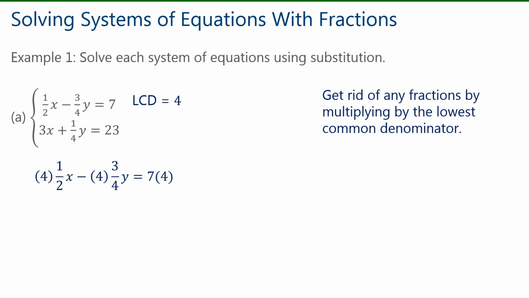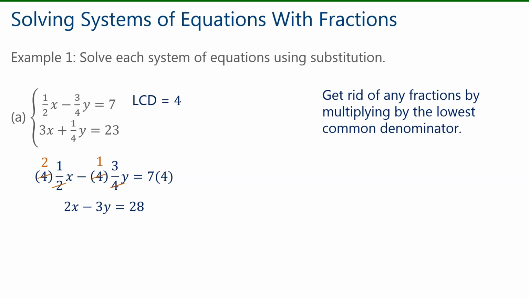So now let's reduce. 2 can divide into 4 2 times. 4 can go into 4 once. So now we just multiply what we have left. 2 times 1x and 1 times 3y. That would be 2x minus 3y. And on the right, we would have 28.